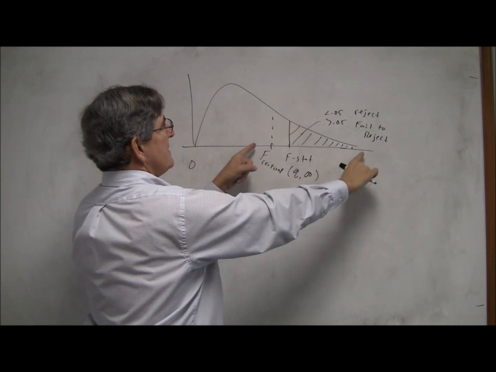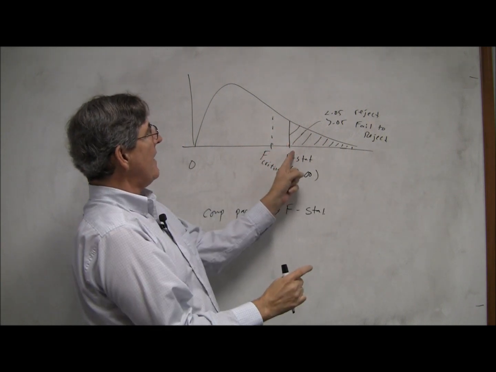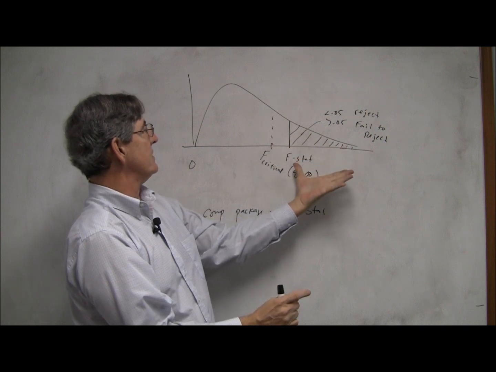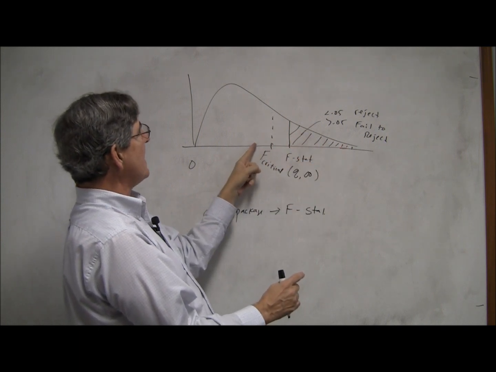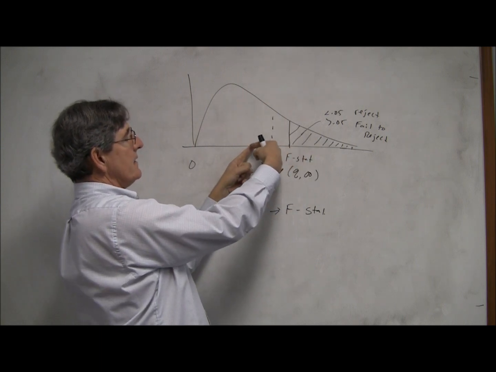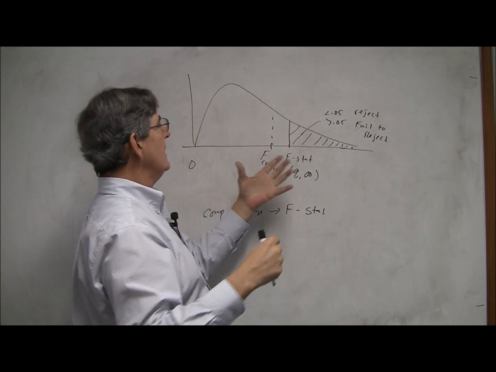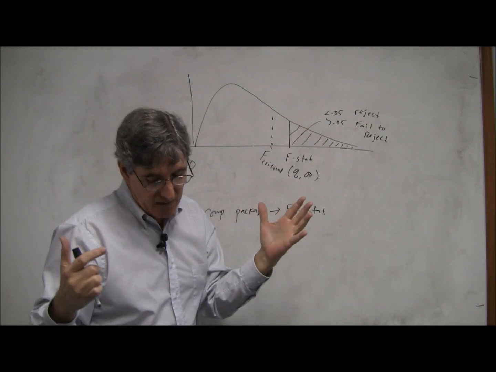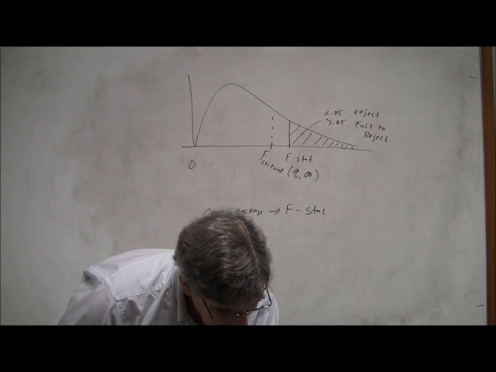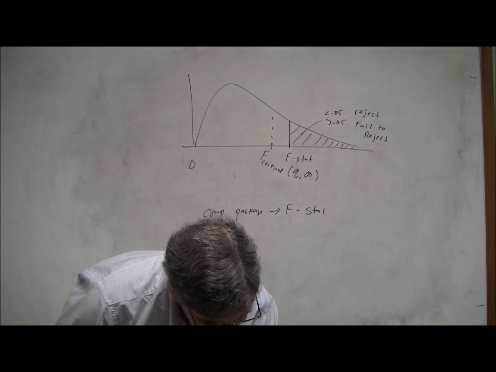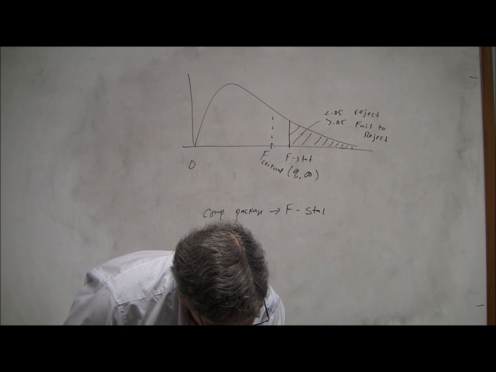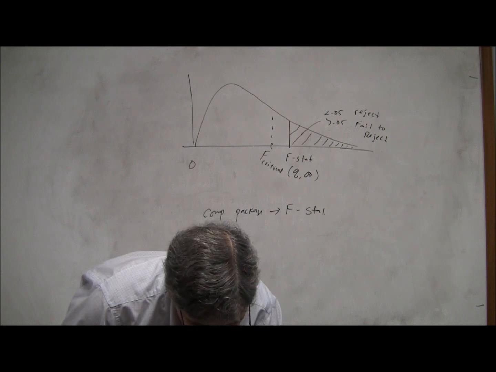That means there's 5% in here. So if you get an F that's less than 5%, you're in the rejection region. If your F is on this side, so that you have greater than 5%, then you're less than the critical value and fail to reject. Again, I think it's easiest to just let the computer do this for you. A lot of times the packages will even give you the critical values if you tell it the significance level. And so with computers, it's fairly easy to do.